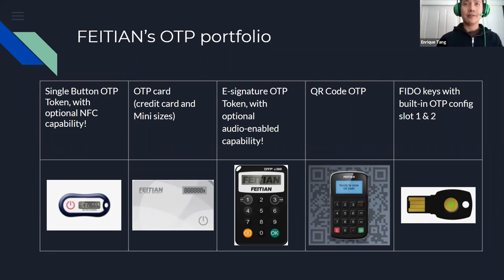Lastly, there's the FIDO key. Our FEITIAN FIDO keys are all very capable. Most of them, not all, have an OTP feature built in, and some of them have 2 slots, where a short press means slot 1 and a long press means slot 2, to trigger different OTP codes. We're getting to that in today's demo.